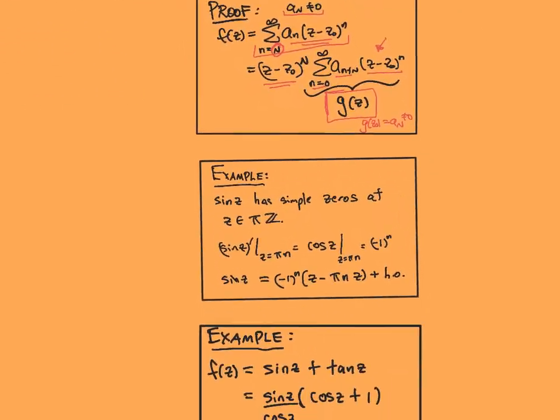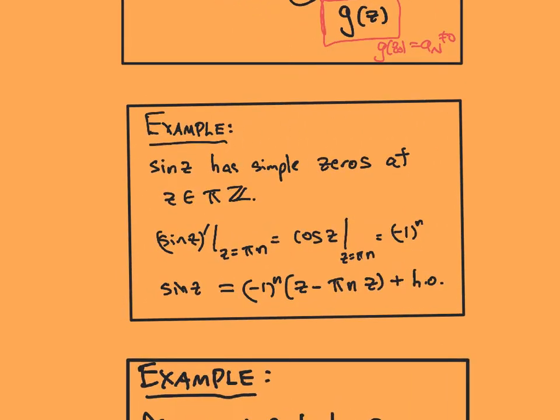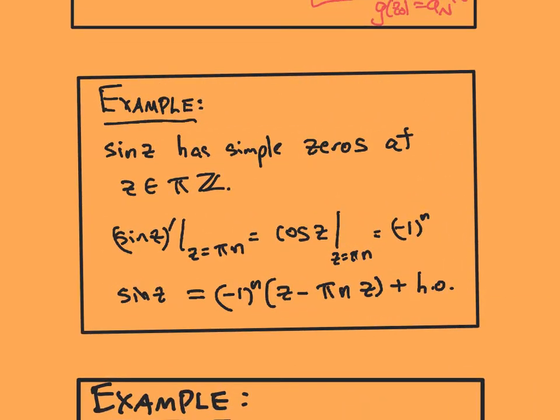So most functions you run into in the wild will just have simple zeros, and you kind of have to work to come up with functions that have higher order zeros. But here's just a good example. Sine of z has simple zeros at all of its zeros. So its zeros are at points of the form pi times an integer. And how do we know that they're simple? Well, we can compute sine's power series at any of these points. So let's maybe write sine as f just so it's easier.